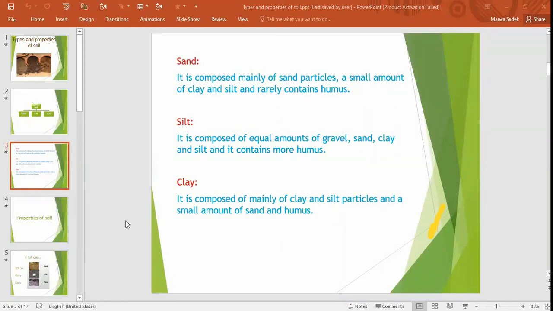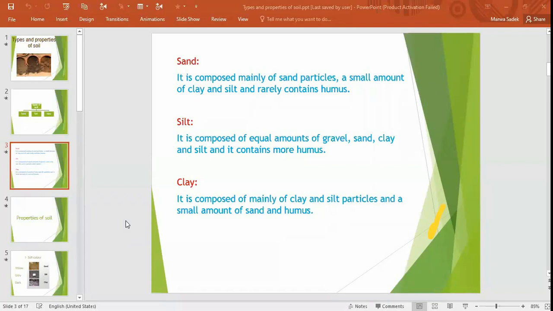What about clay? Clay is composed mainly of clay and silt particles, and a small amount of sand and humus. So sand contains mainly sand particles, a small amount of clay and silt, and rarely contains humus.